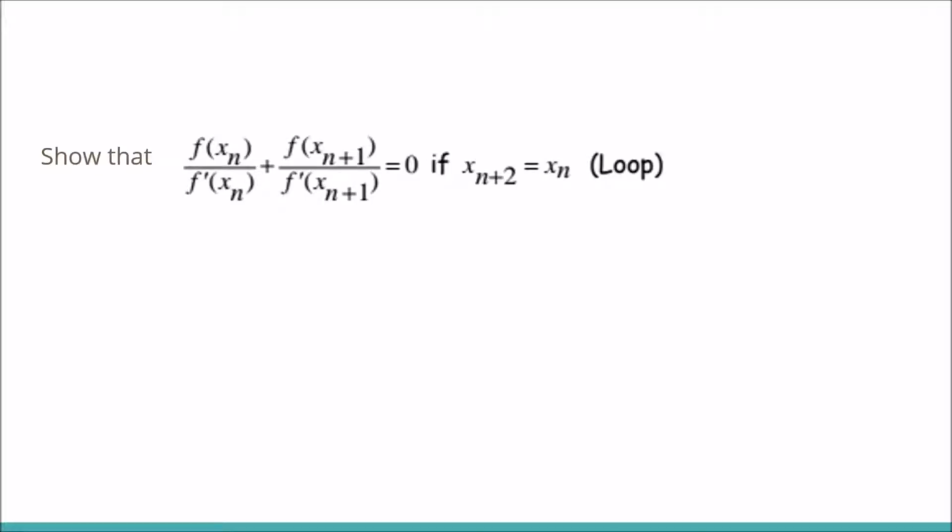We're going to be demonstrating a loop in Newton's method, which will be shown as f of xn divided by f prime of xn plus f of xn plus 1 divided by f prime of xn plus 1 equaling 0 if xn plus 2 equals xn.